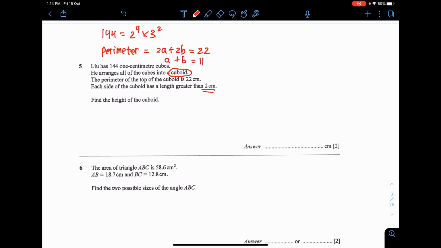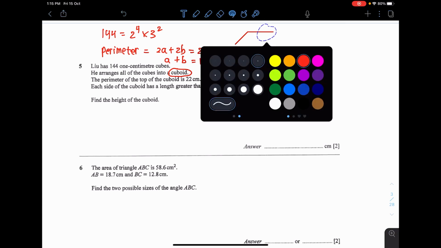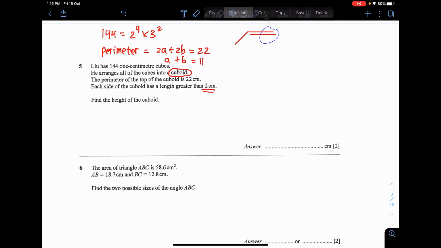Now, why is this important? I will tell you about it later on. So let's just put some illustration to make it easier to imagine what's going on.